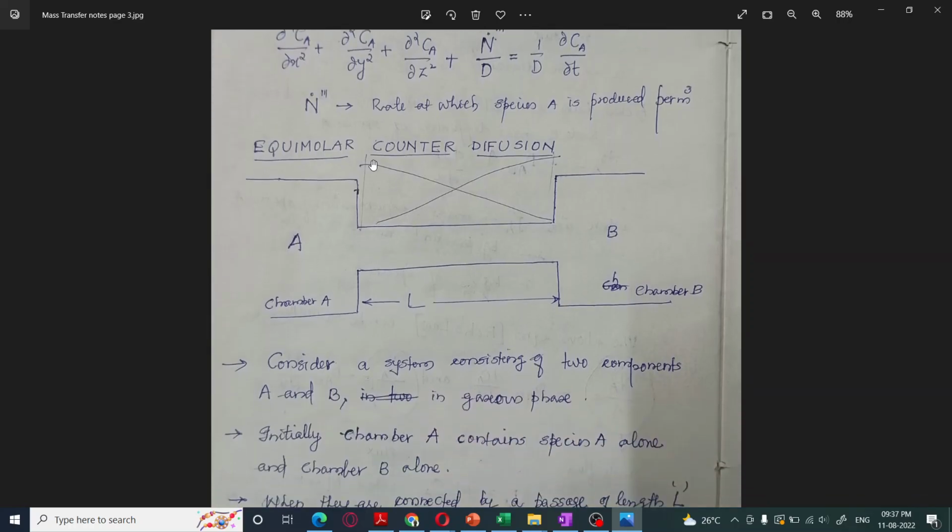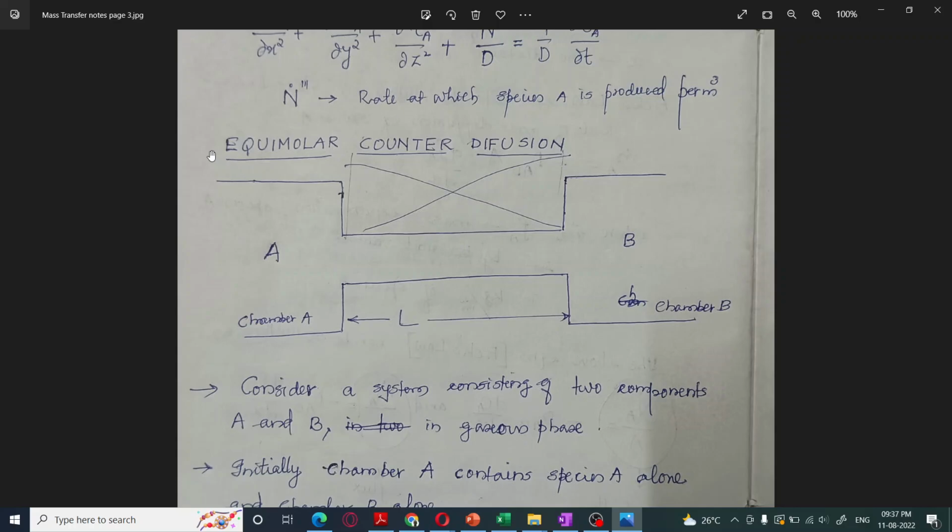Now there are different scenarios where diffusion can take place. We will just be familiarized with two or three types of cases. One such case is called equimolar or equimolal counter diffusion. I'll try to explain that with the help of this schematic diagram shown here.